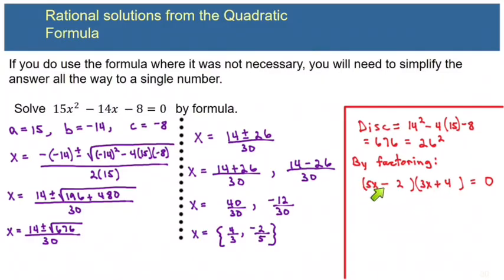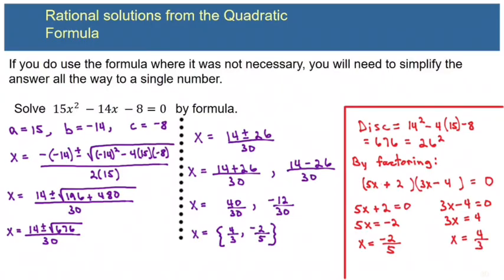4 times 5 is 20. On the inside, negative 2 times 3x is negative 6x. 20x minus 6x is positive 14x, but we need negative 14x, so let's just change the signs. And here are our two factors. So if this times this is 0, one of the factors has to be 0. If the first one is 0, then x is going to equal negative 2/5, and if the second one is 0, then x is going to equal positive 4/3.